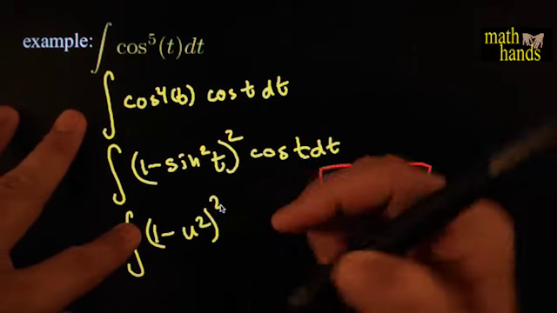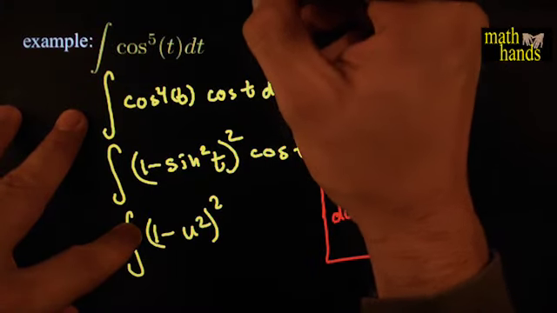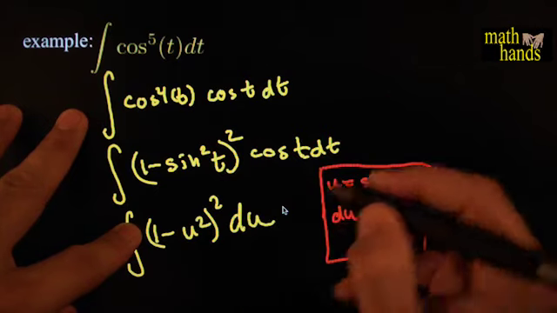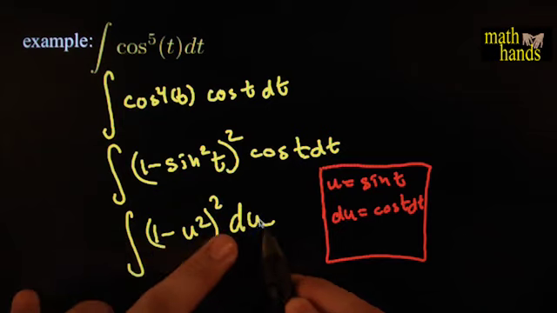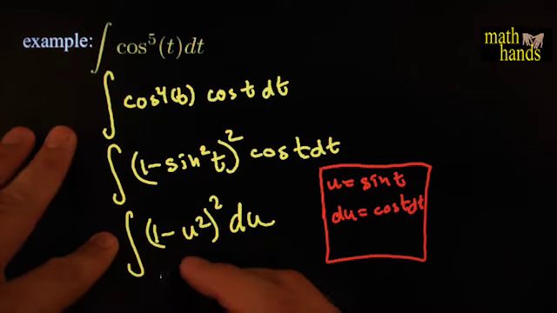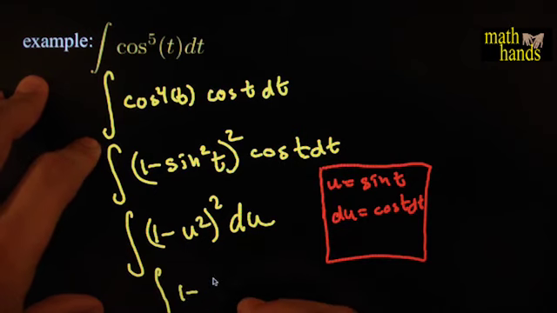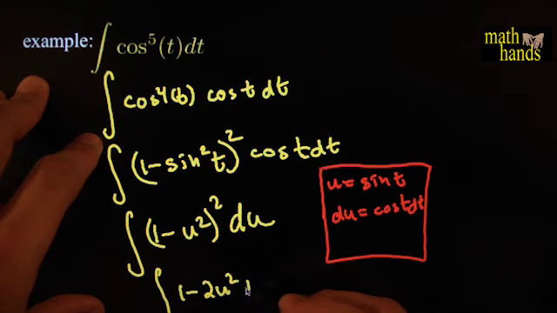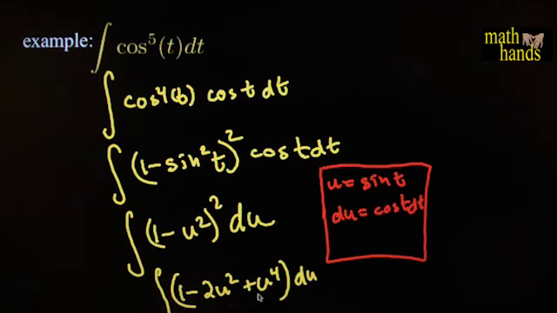Too fast for you? There's a pause button. Can't do that in live lecture, huh? 1 minus u squared du. Too slow for you? Fast forward it.